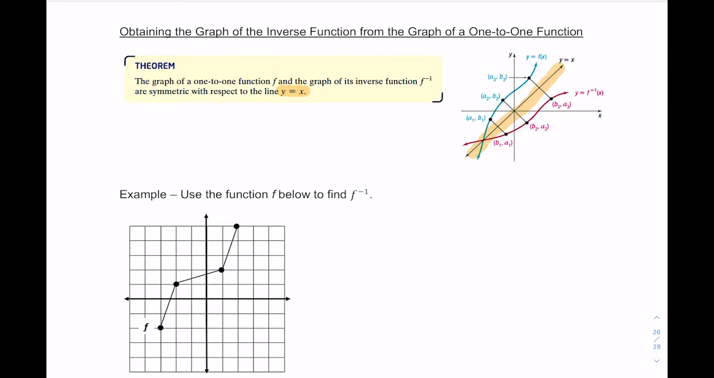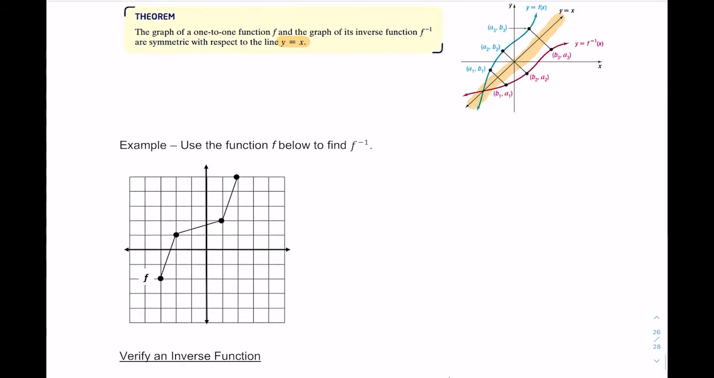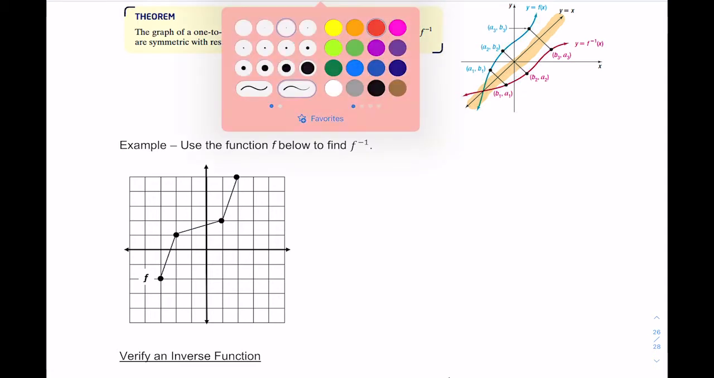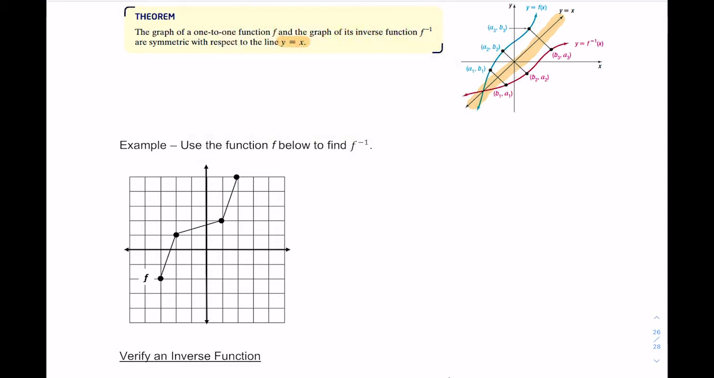So in this example, I'm given a graph and I want to find f inverse using the function f that's given. So to find f inverse, if I know that property, that function is going to reflect off the line y equals x, let's first graph y equals x. So y equals x, remember, is just a line that passes through 0, 0, and it goes up 1, over 1, and down 1, left 1. That's the line y equals x. Okay, and I'm going to draw a dashed line. And you're going to see when we graph f inverse, it's going to reflect over that line.